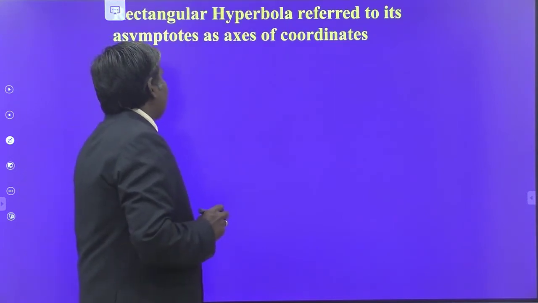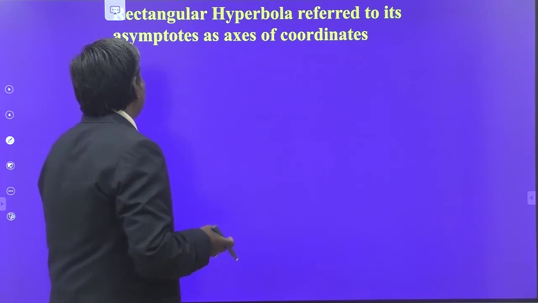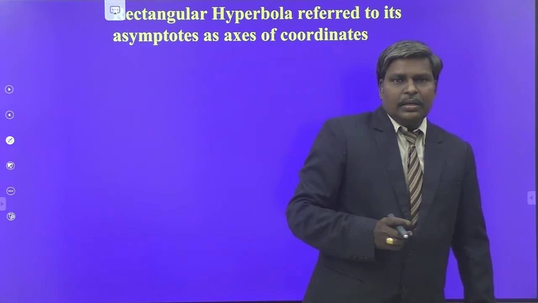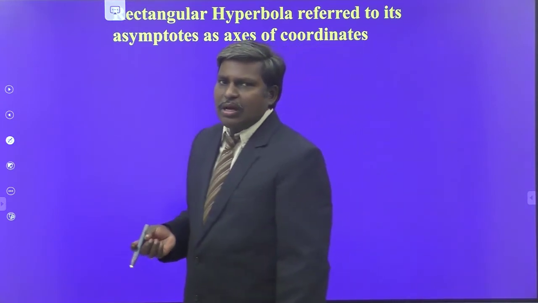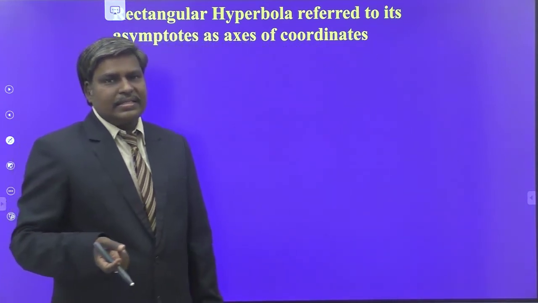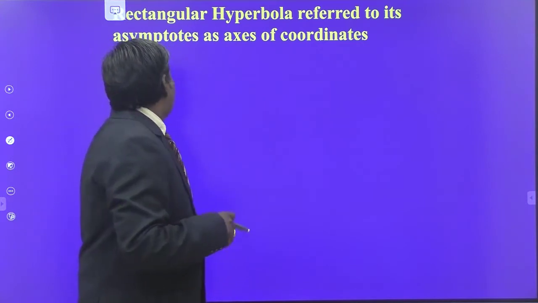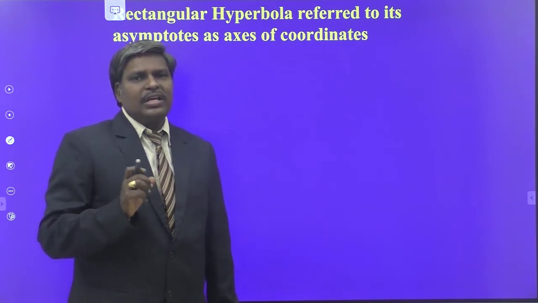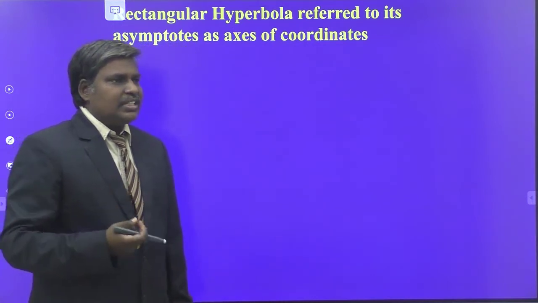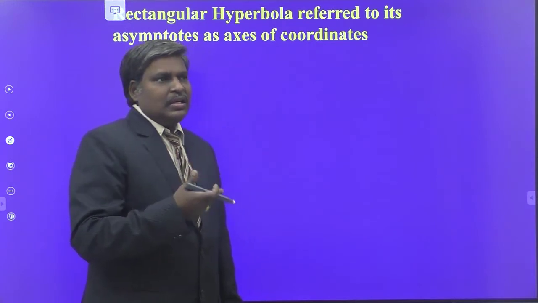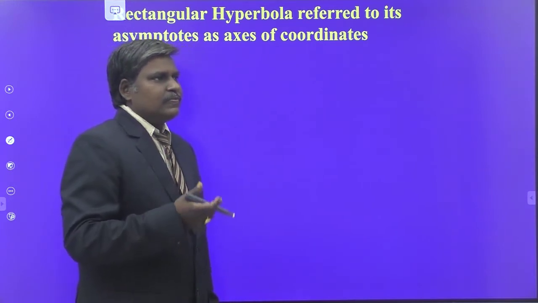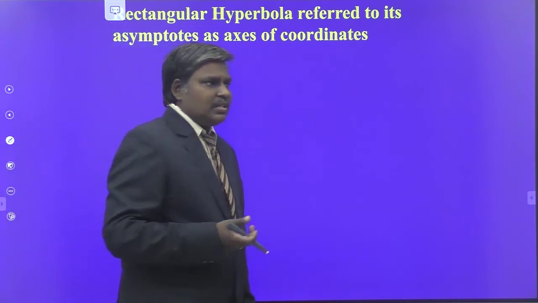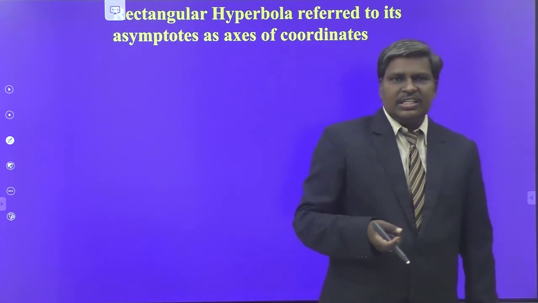Now, rectangular hyperbola referred to its asymptotes as the coordinate axes. Your rectangular hyperbola has the coordinate axes as its asymptotes. What are asymptotes? Asymptotes are nothing but tangents at infinity to the hyperbola. We define asymptotes of a hyperbola in two ways. One way is for a line which is not vertical. That means the asymptote is not vertical. Suppose sometimes the vertical line is an asymptote.